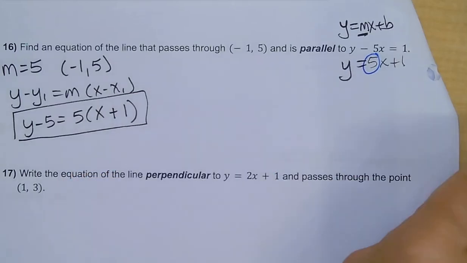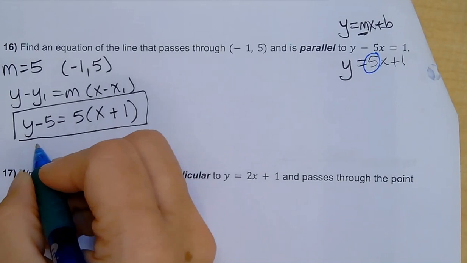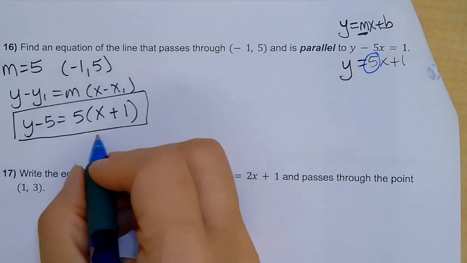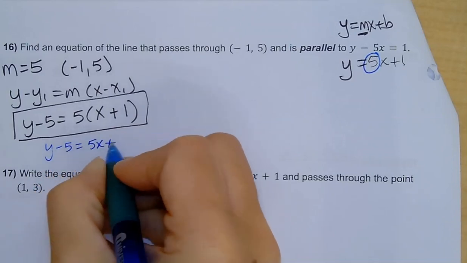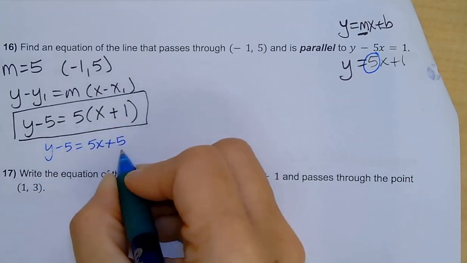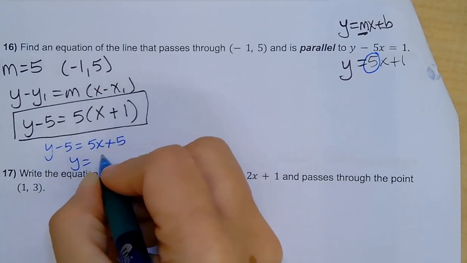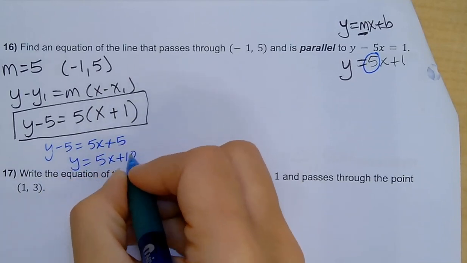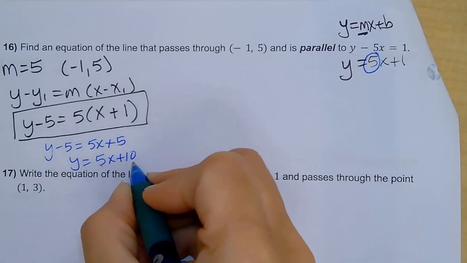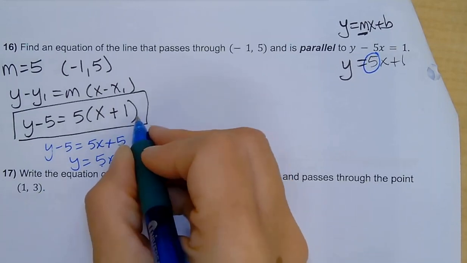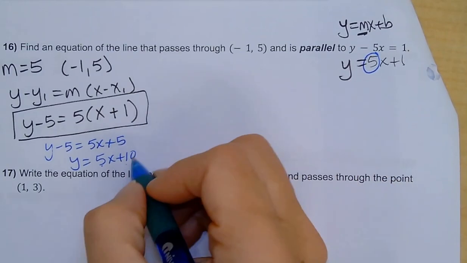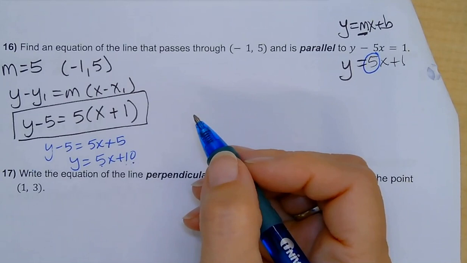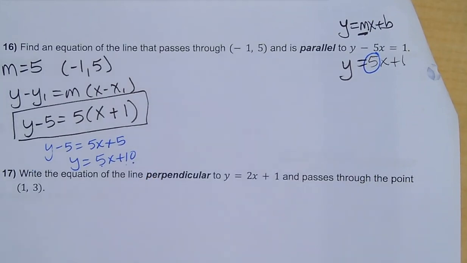If for some reason I was required to answer in slope-intercept form, I would say y minus 5 equals 5x plus 5, because I'm distributing. Add 5 to each side, and I would get y equals 5x plus 10. So this equation of a line, y equals 5x plus 10, is the same information that you have in y minus 5 equals 5 times x plus 1. It's the same line, just written in two different forms. You were not told which form to use, so I would say either form is fine.